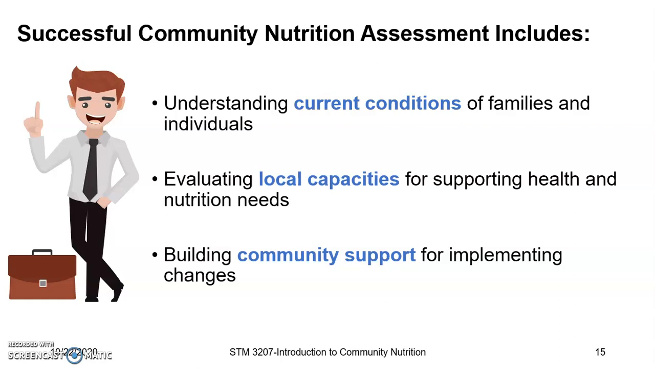First, okay, we need to understand the current conditions of families and individuals. So macam mana kita tahu current condition families ni? Adakah melalui pemerhatian kita ke? Ataupun kita dengar daripada jiran-jiran ke? So bagaimana? So antara salah satu cara yang sistematik adalah dengan membuat soal selidik tentang latar belakang sesuatu keluarga itu ataupun individu tersebut. Okay, kita kena do an assessment on their socio-demographic background.